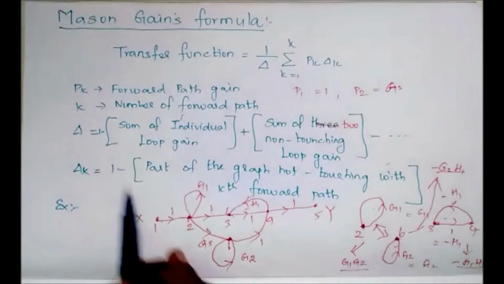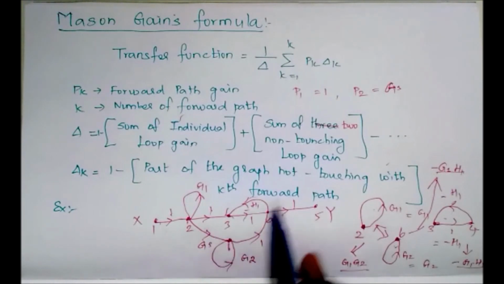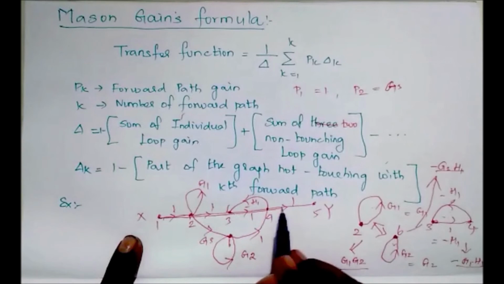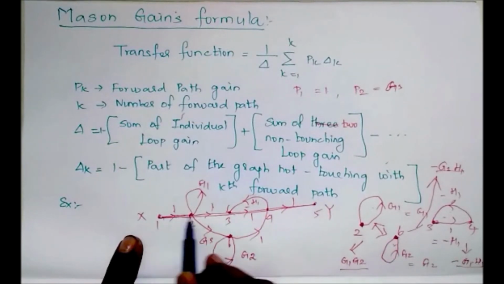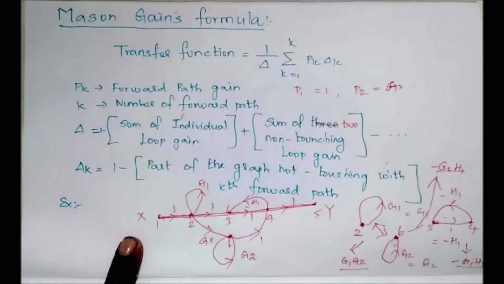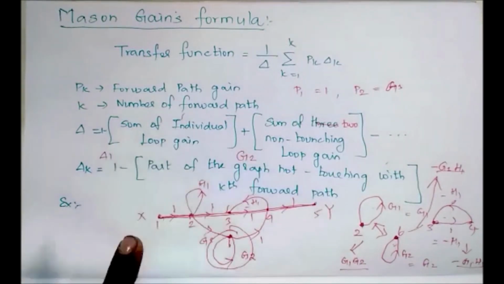Next del k. In the given problem I already told there are two forward paths. This is the first forward path. Its direction is towards this. By excluding this path, is any part of the graph available? Yes, the only part is this one. Its value is g2. Therefore 1 minus g2 is del 1.